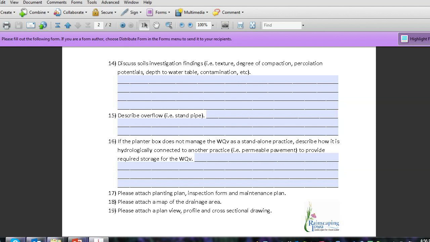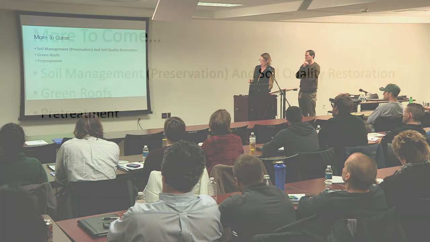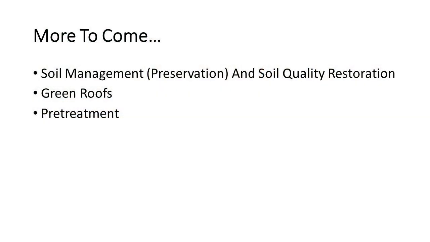So if the planter does not manage that water quality volume as a standalone practice, how is it going to be connected in that treatment train system, or connected to another practice, for example permeable pavements, to manage the required water quality volume? And those are the checklists that are completed right now.